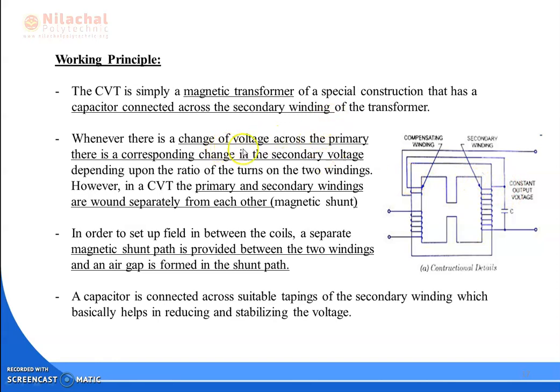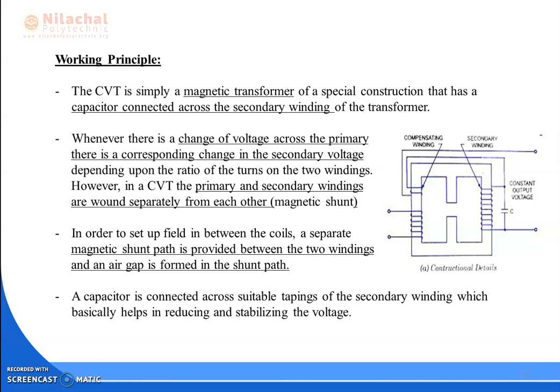Whenever there is a change in voltage across the primary winding, there is a corresponding change in voltage in the secondary winding too, depending upon the ratio of the turns on the two windings. However, in a CVT, the primary and secondary windings are separated from each other with the help of a magnetic shunt. We have already discussed that these two windings are separated by a solid magnet that is called a magnetic shunt.